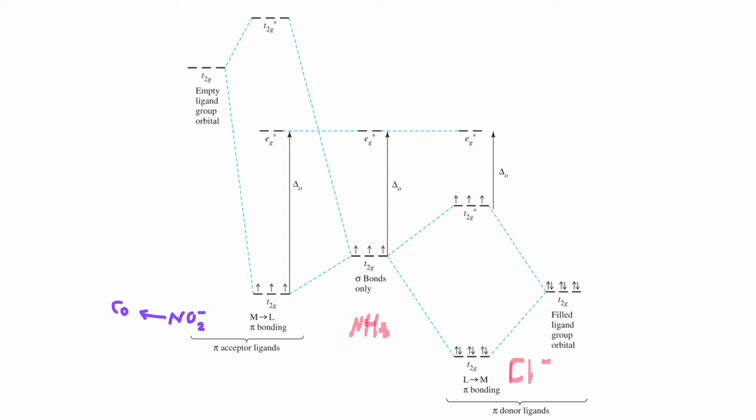So the sigma donor pi acceptor is the largest, the sigma donor in the middle is smaller than sigma donor pi acceptor, and the pi donor is the smallest, resulting from the pi donation shifting the t2g to higher energy.